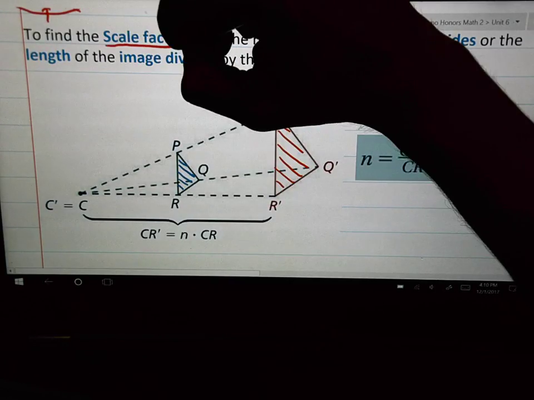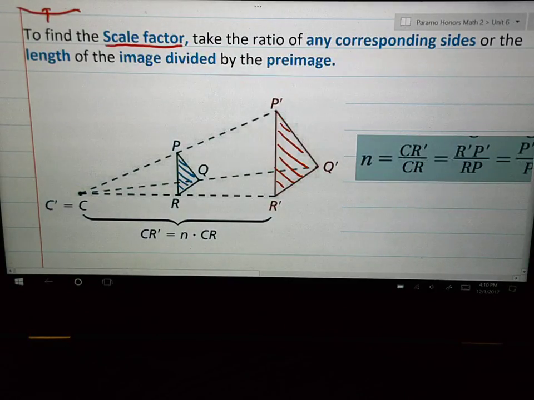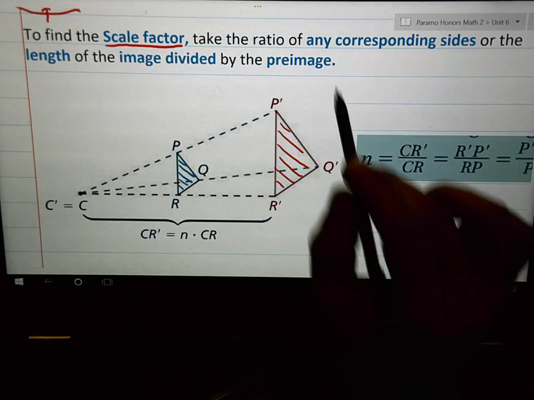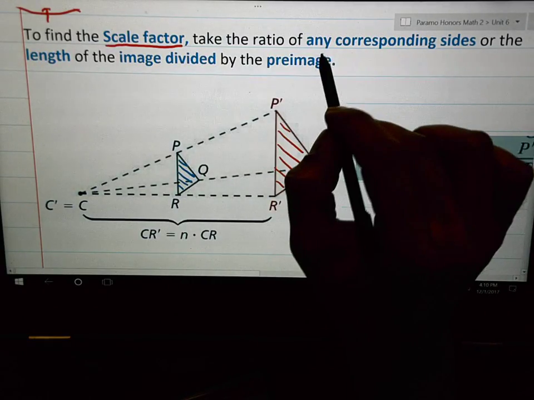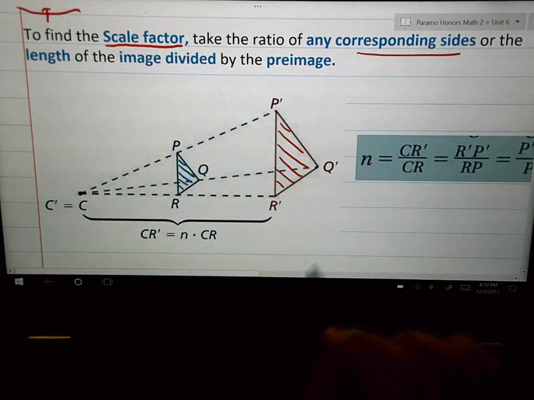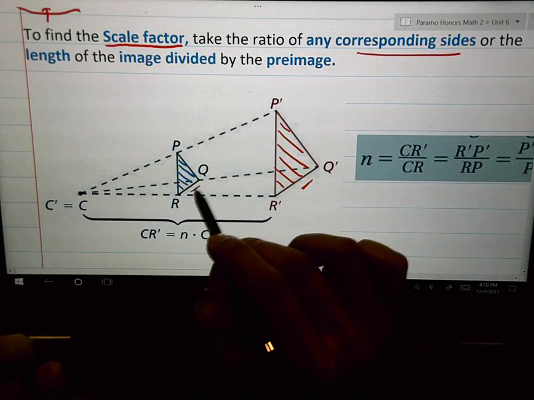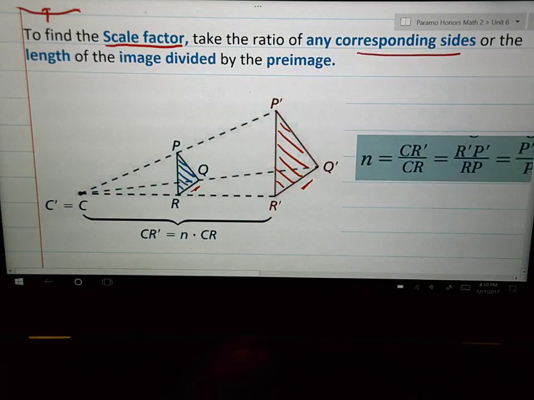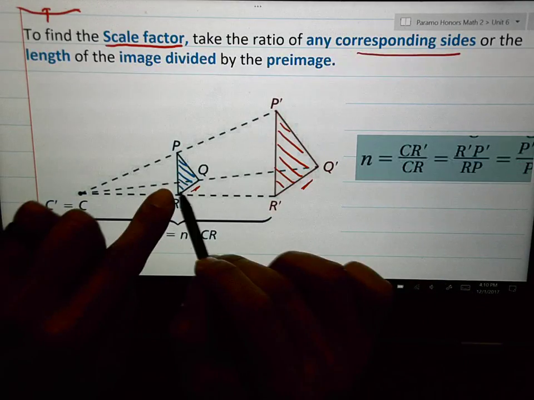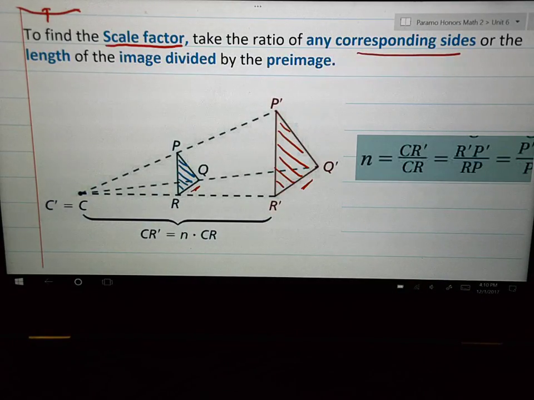Scale factor. That's a big idea of how we're going to do a lot of math problems in this section. You take the ratio of any corresponding sides. What does that mean? That means that you can go this side over this side, and if you simplify it, this divided by that, and you simplify it, that ratio is the scale factor.